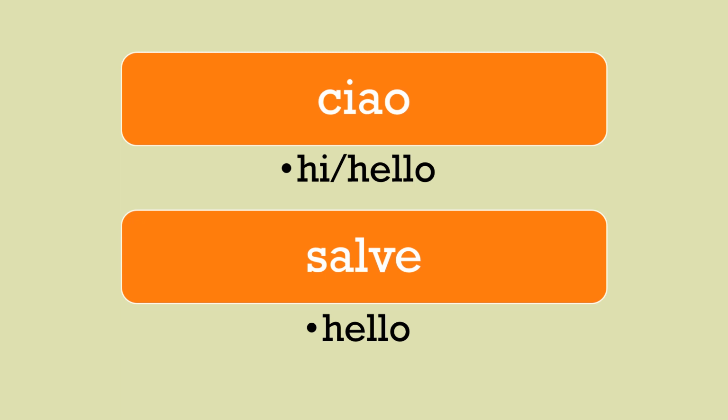First word you should know is ciao. Ciao means hi or hello. Ciao. Next we have salve. Hello. Salve. Both of these words are informal, so they should be used with friends, family, or people that are younger than us.